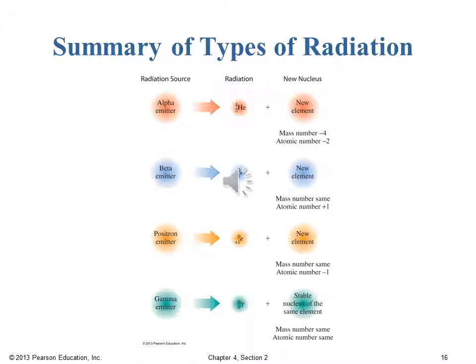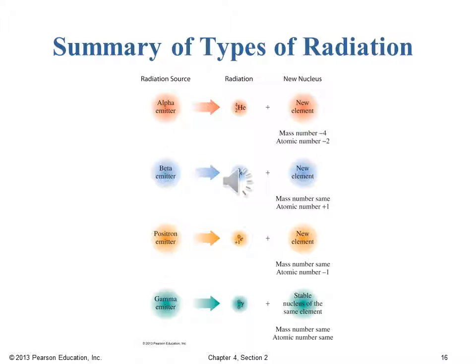Here's a nice visual to show you the different types of radiation sources and the radiation and the new nucleus that we're looking for. So in the case of an alpha emitter, our radiation is that alpha nucleus with a mass of 4 and a charge of 2, and you get a new element as our co-product, an element that's 2 less in terms of the atomic number and 4 less in terms of the mass number.